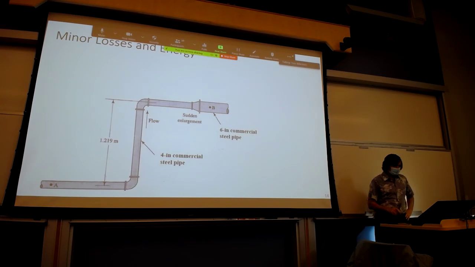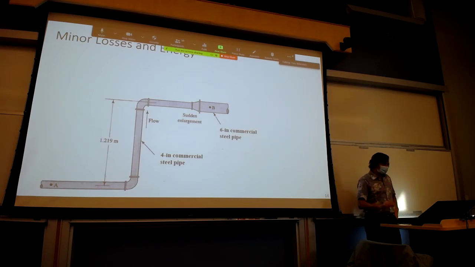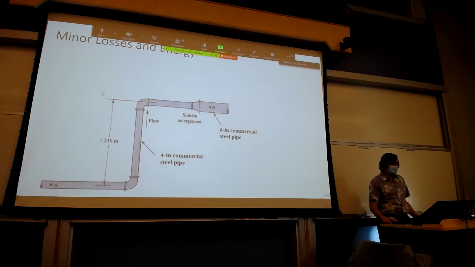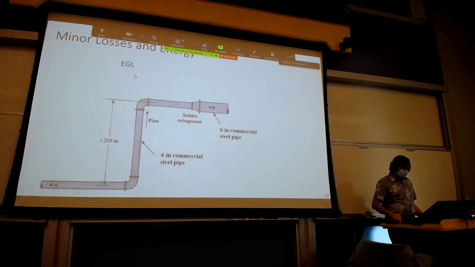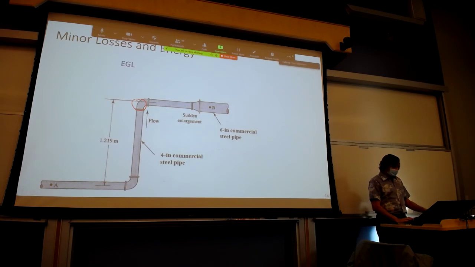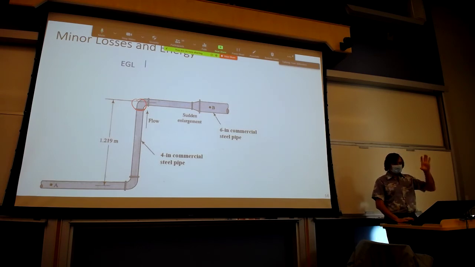So, just to give you a feel for how we use this, here's a piping system. And for this piping system, let's say we want to sketch the energy grade line. I'm going to start at this bend so it doesn't get too busy. At the bend, we have a drop in the energy grade line because at a bend, we have a minor loss because we changed the direction of the velocity vector.